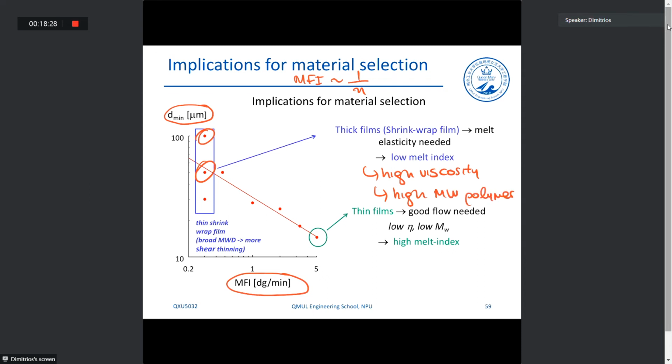And generally, we have high viscosity when we have high molecular weight polymer. Okay, so in order to create thick polymer films, what do we need? We generally need materials with high molecular weight in order to achieve high viscosity. So also for thin films, we have low viscosity, low molecular weight, and high melt flow index.